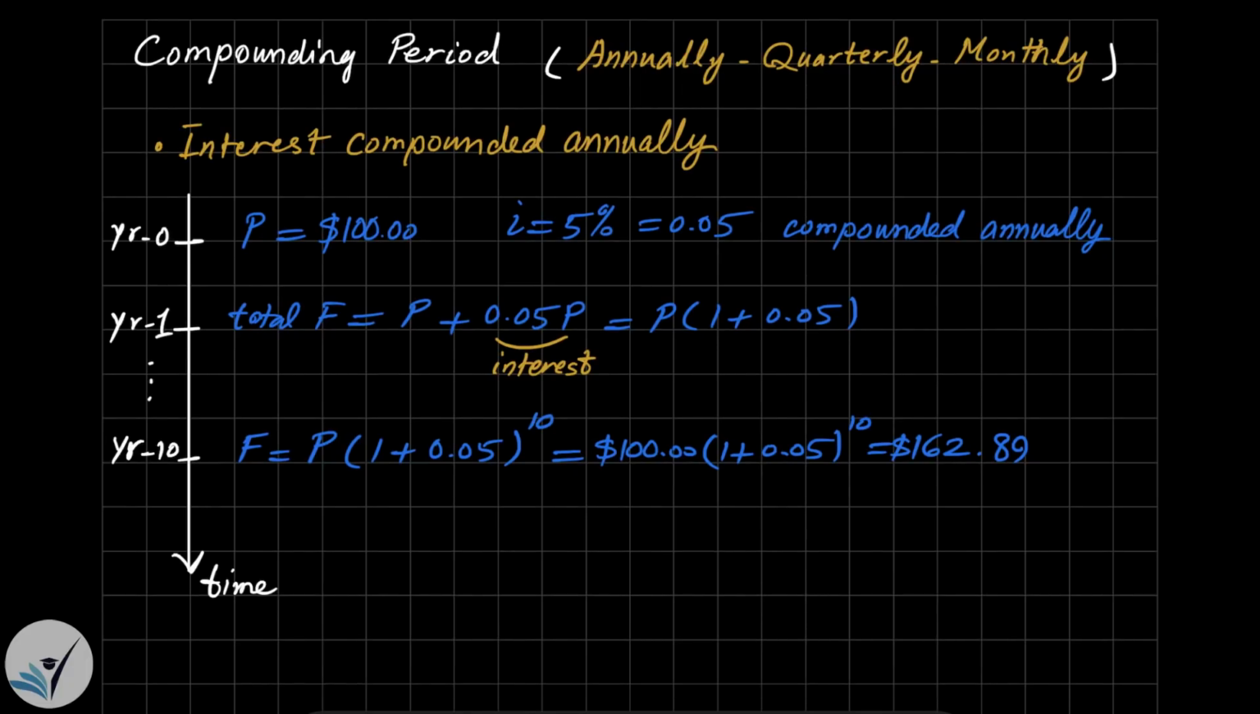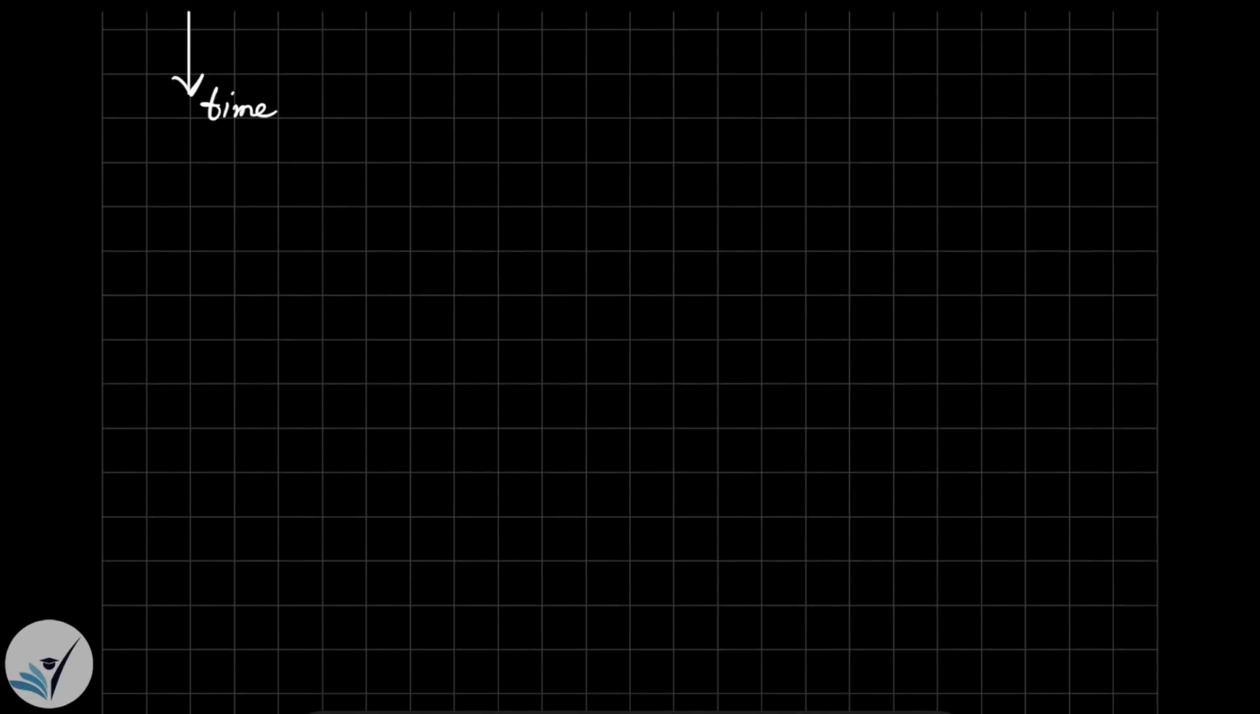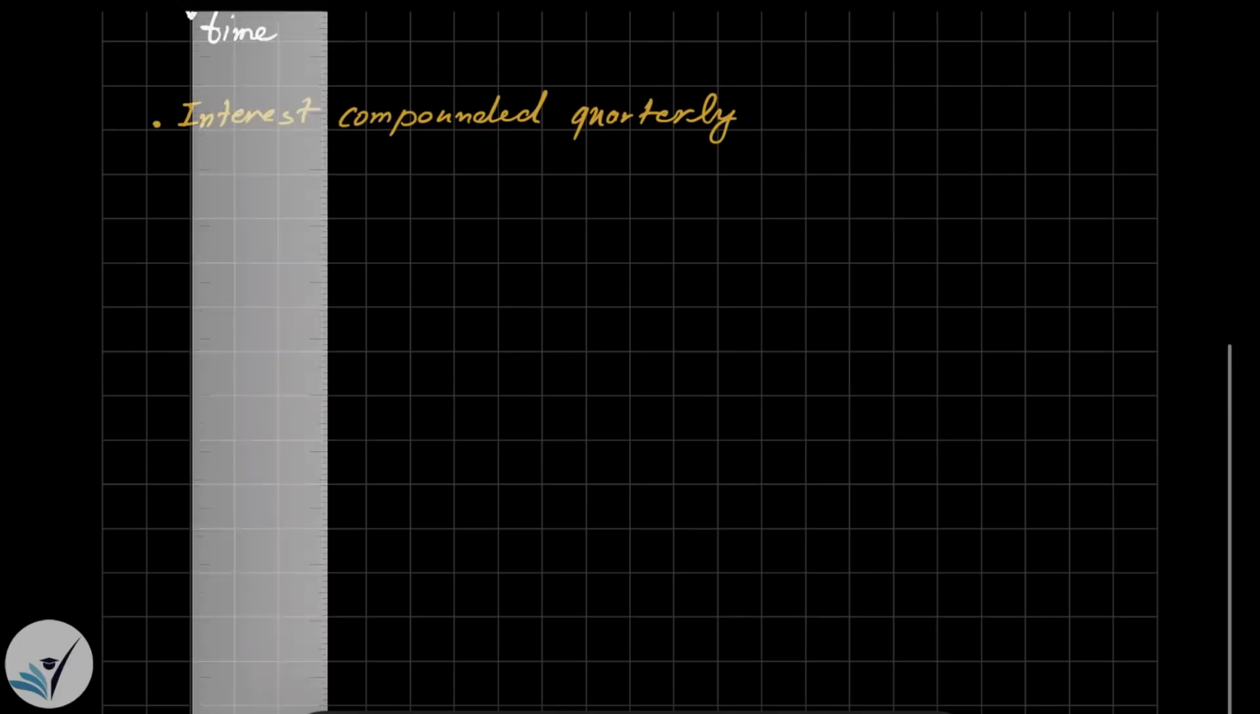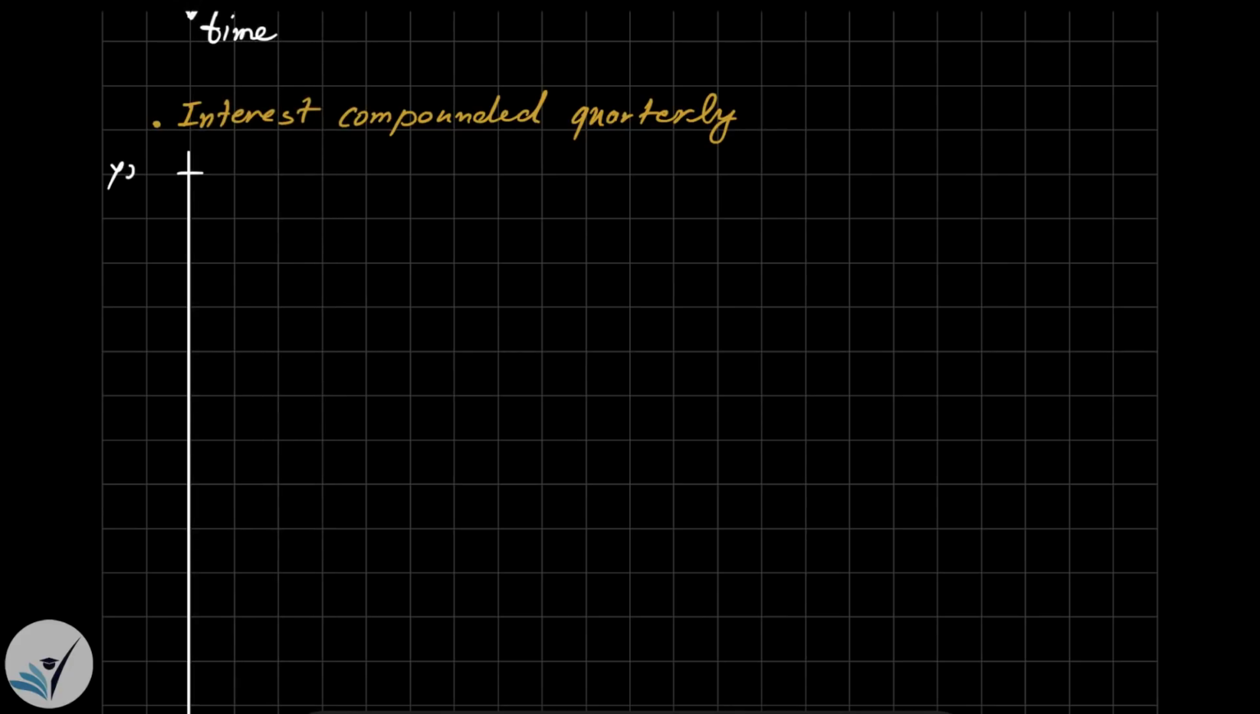Let's move on to the second example, which is about an account that pays interest which is compounded quarterly as opposed to annually. So in this account, interest is compounded quarterly. Let me draw my timeline again. At the beginning, what we have in the account is the principal of $100, and the interest rate of this account is the same as the previous example, 5%, but it is compounded quarterly.